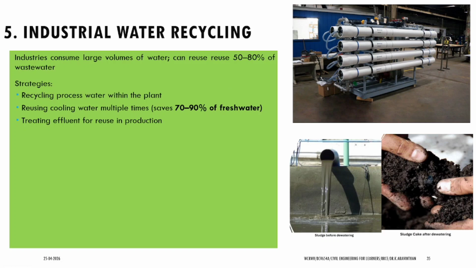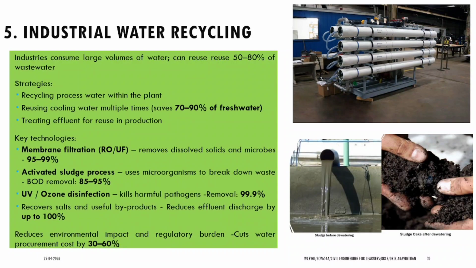The recycling process of this water can save 70 to 90 percentage of fresh water to the industry, treating effluent for reuse production. What are the technologies they will use here is membrane filtration, reverse osmosis, UF process, which removes the dissolved solids and microbes. This removes the microorganisms. This is called BOD removal. Around 85 to 90 percentage of removal can be achieved through this.